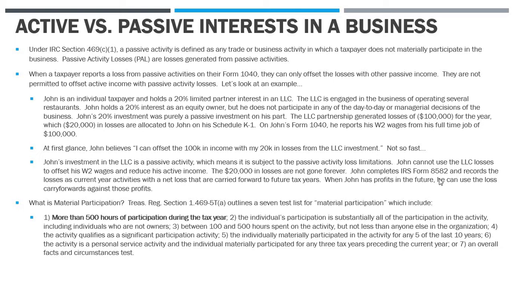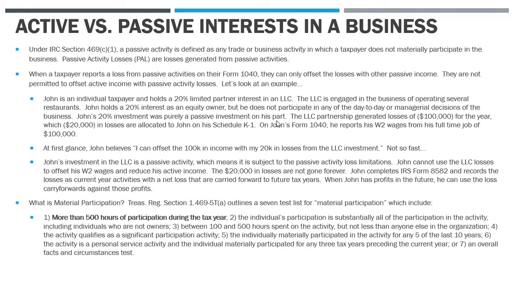Right, so IRS Form 8582, this is included with Form 1040s. It's a passive activity loss worksheet. And on the 8582, he would record that he received $20,000 in current year losses from a passive activity, and then those losses are rolled forward to future tax years and can be used to offset future income from the same passive activity streams.